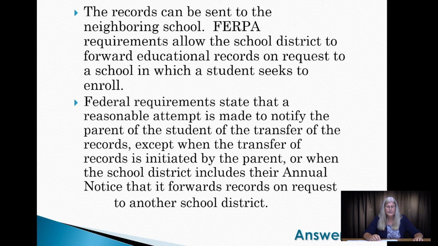Okay, here is the response to scenario 2. The records can be sent to the neighboring school. FERPA requirements allow the school district to forward educational records on request to a school in which a student seeks to enroll. Federal requirements state that a reasonable attempt is made to notify the parent of the transfer of the records, except when the transfer of records is initiated by the parent or when the school district includes in their annual notice that records are forwarded on request to another school district.